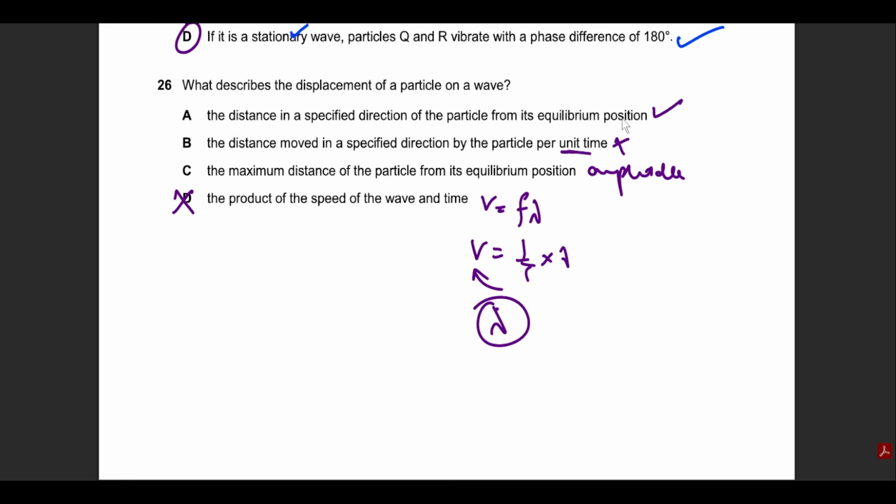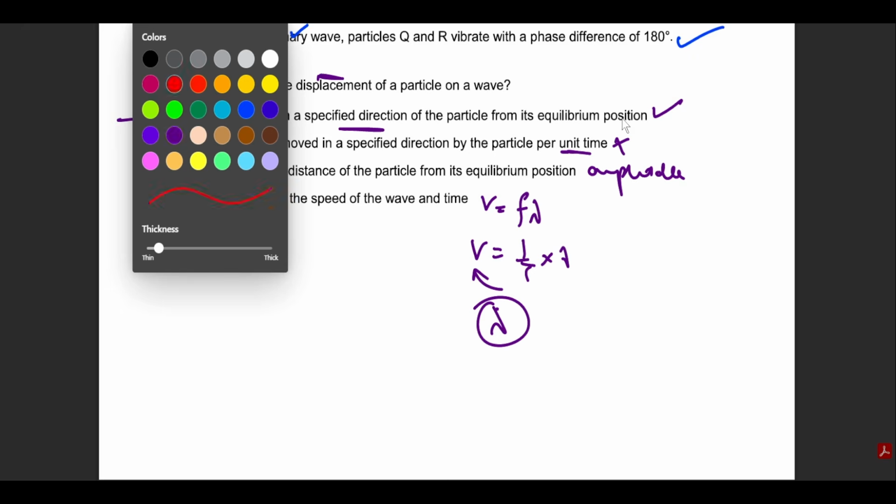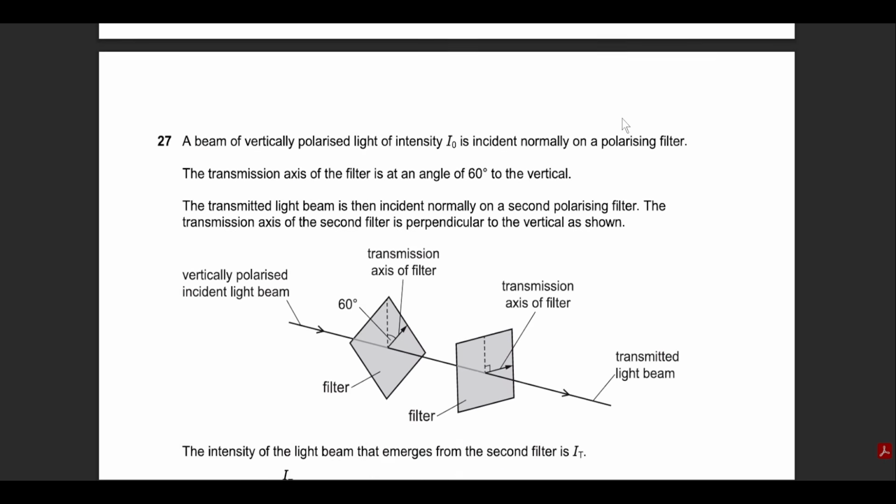So the best answer would be option A, because C is giving us the value for amplitude from its equilibrium position. And displacement needs to be in a specific direction, either positive or negative. So the best answer that fits the description is option A, according to definition.